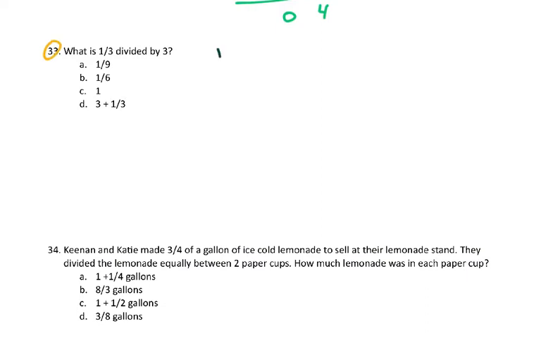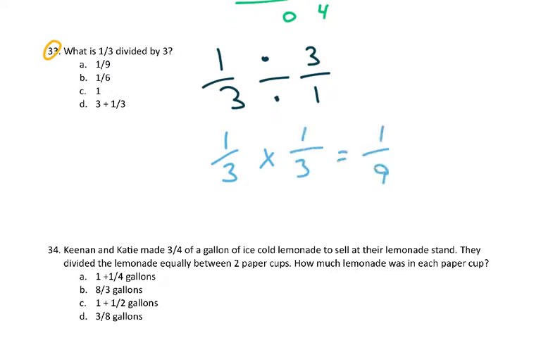33 says, what's 1/3 divided by 3? Remember, every number has an invisible little 1 underneath of it, and we never divide fractions. We're going to keep, change, flip. So we keep the 1/3, change the divide to a times, and flip, that means find the reciprocal of 3 over 1. So 3 over 1 becomes 1/3, and then you multiply straight across. You get 1/9. That's A for 33.